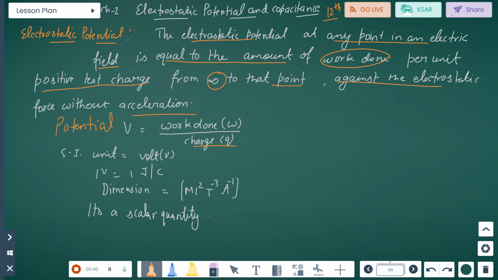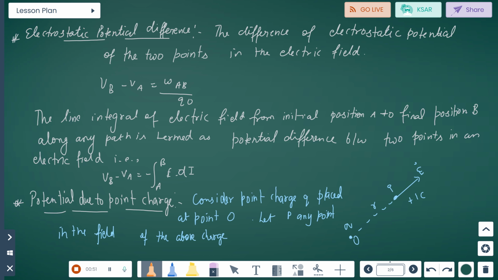SI unit is volt. 1 volt equals 1 J by C. The dimensional formula is M L square T minus 3 A minus 1, and it is a scalar quantity. Electrostatic potential difference: the difference of electrostatic potential, as in the last definition, for a unit positive test charge between the 2 points in the electric field. So VB minus VA equals W AB divided by Q naught.